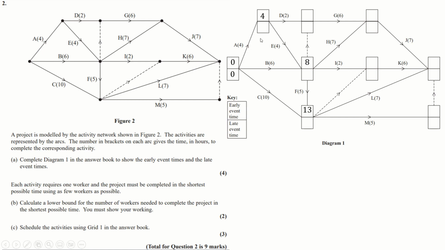Now D, likewise, you could just be lazy and say 4 plus 2 is 6, or you could say 4 plus 4 is 8, and then this doesn't take any time, so we're actually going to get to 8 up there. And then likewise here, what's the maximal time to get here? Well, it's either 8 plus 6 or 8 plus 7, which is of course maximal is 8 plus 7.